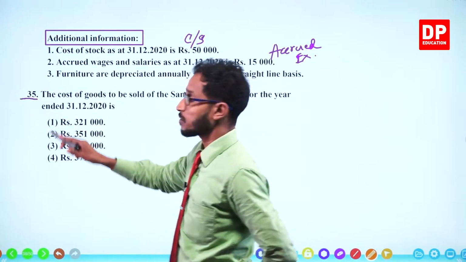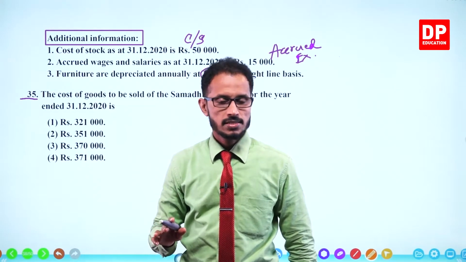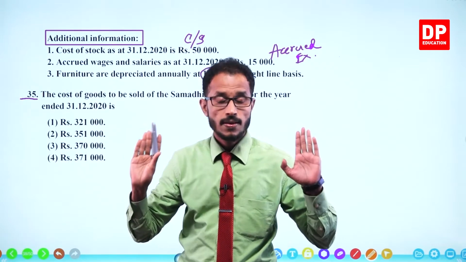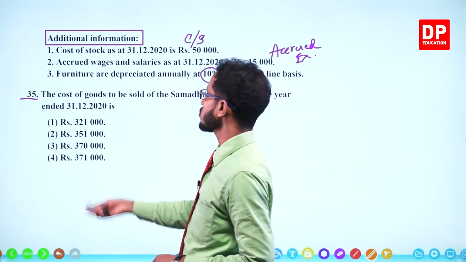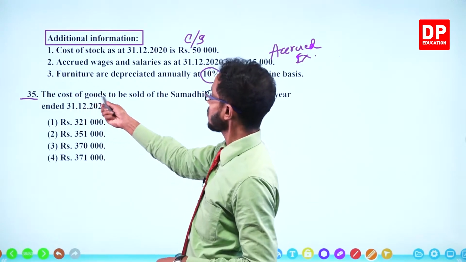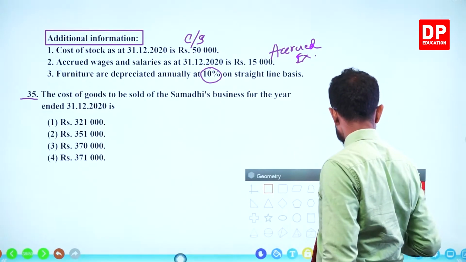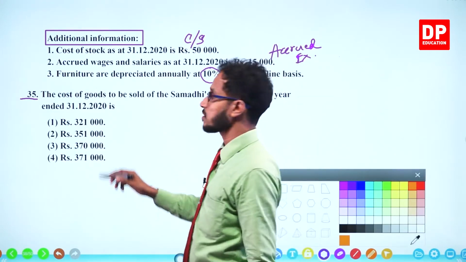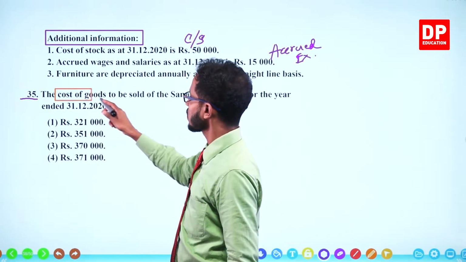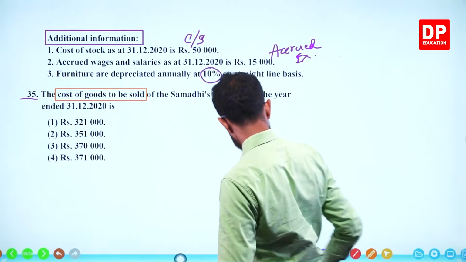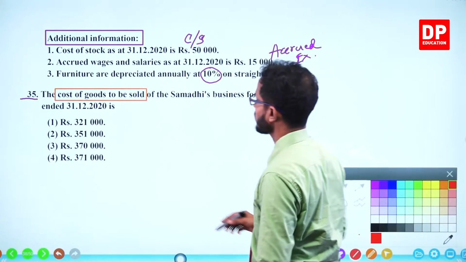This is the first question from financial statements. Here we go. Cost of goods to be sold. There is something here that some of you will get wrong.